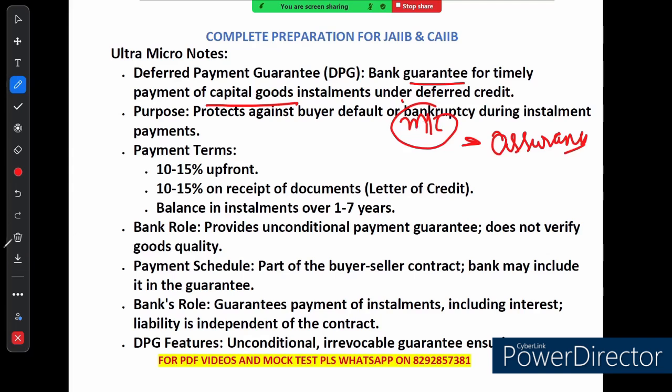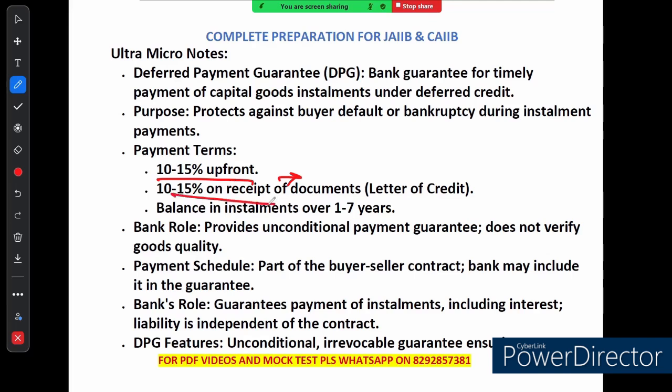Now, how does it work? You see, it's quite simple. Usually you pay 10 to 15% upfront, another 10 to 15% when documents like the letter of credit are received, and the rest in installments over 1 to 7 years. Now the bank does not check the quality of the goods, it guarantees the payment. That's the role. The bank provides an unconditional payment guarantee and does not verify the goods' quality.